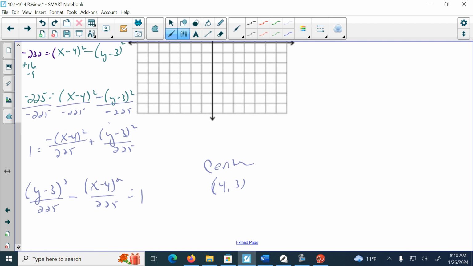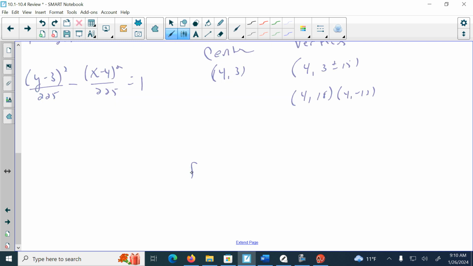So my vertices are going to be: add and subtract 15 to the y coordinate, so 4 stays the same, then the 3 plus or minus 15. So that's going to be 4, 18, and 4, negative 12. And so those are my major vertices.